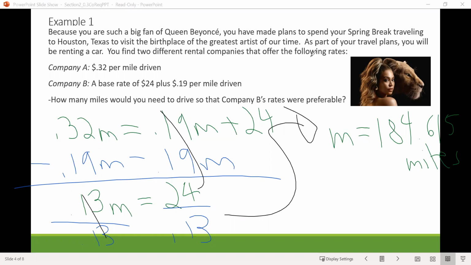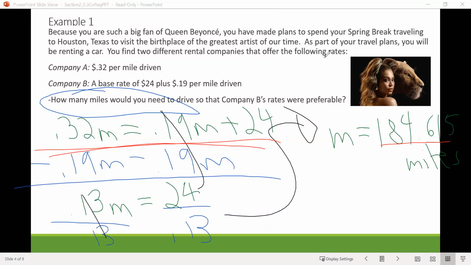And let's think about what this answer means, right? What happens at 184.615 miles? Well, that's going to be the case where the cost for both companies is the same, right? So prior to that, Company A was cheaper. At that point, they're the same. And then what happens beyond that? Well, right, so then Company B will be cheaper. And so our answer here is, again, more than that makes Company B cheaper. Sorry, that's a hard word.